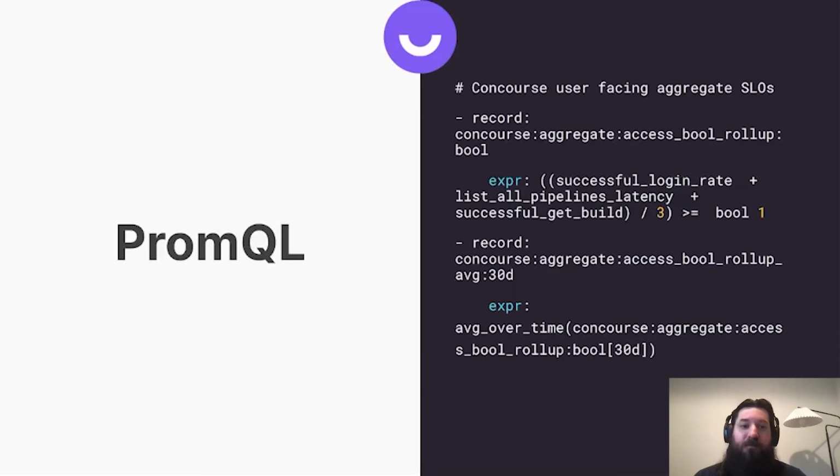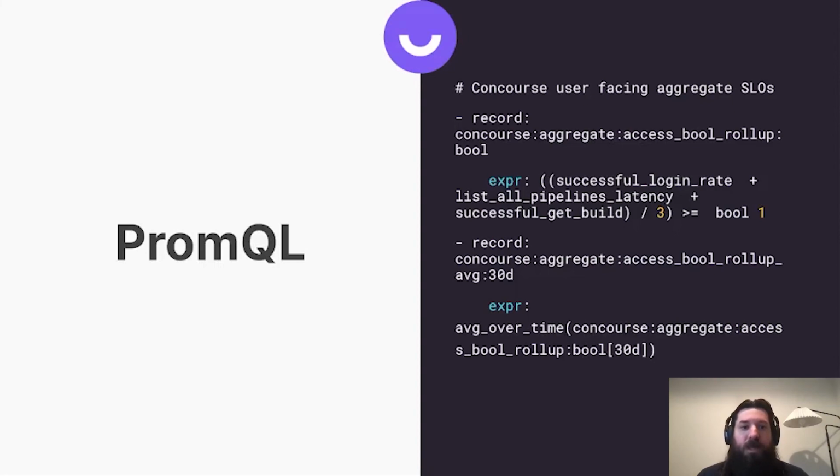For brevity, I've left out some of the more complex things that we do. But here we take the successful login rate, the list all pipelines latency, and the successful get build data. We add those up and divide by 3. And if it's greater than or equal to 1, we count it as a success. We then take that average over time, over 30 days, to get our access SLO.